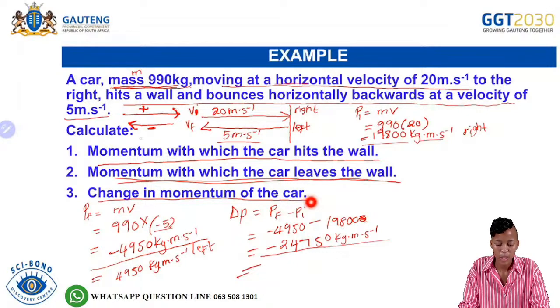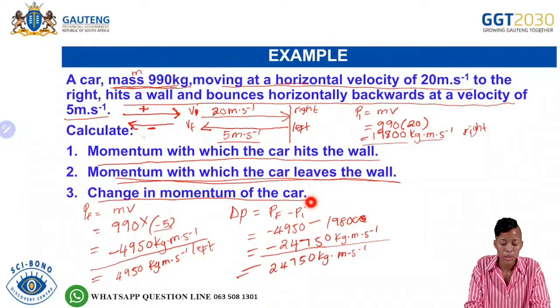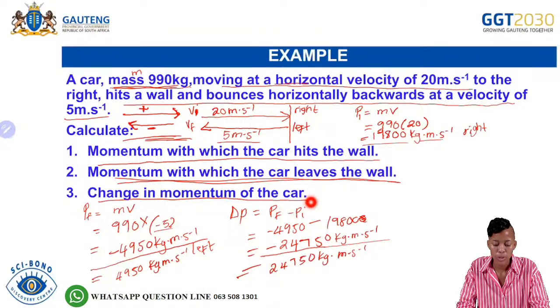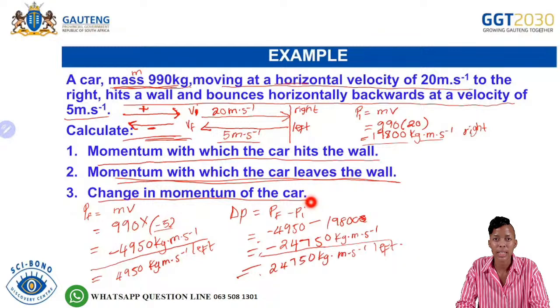As positive. So if we are getting a negative answer, we are then going to write it as a positive answer, kilograms meters per second. So 24,750 kilograms meters per second. In which direction? It is going to be to the left, because whatever we are going to have that is moving to the left, or whatever will give us a negative answer, will therefore be in which direction? It will therefore be to the left.